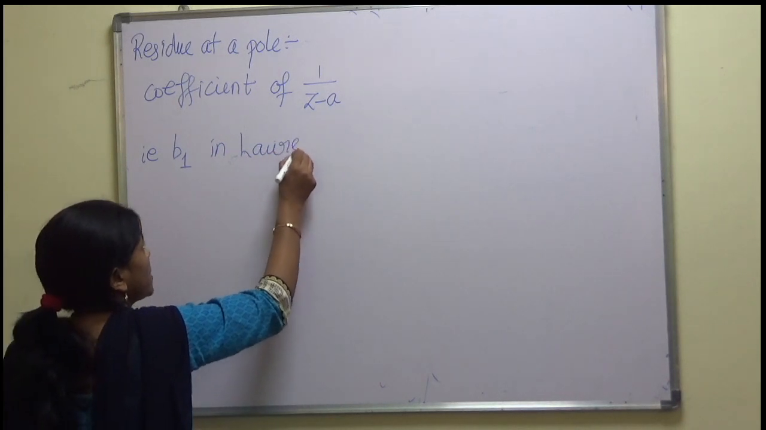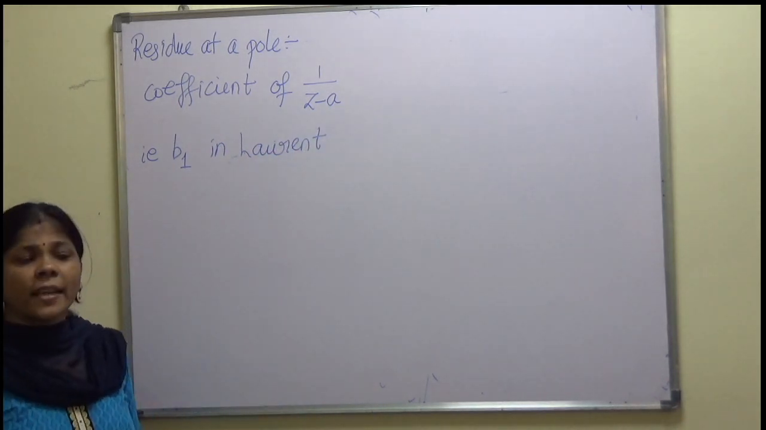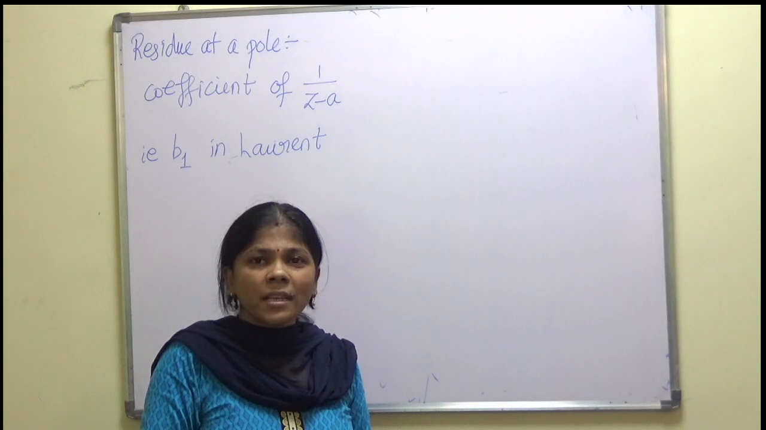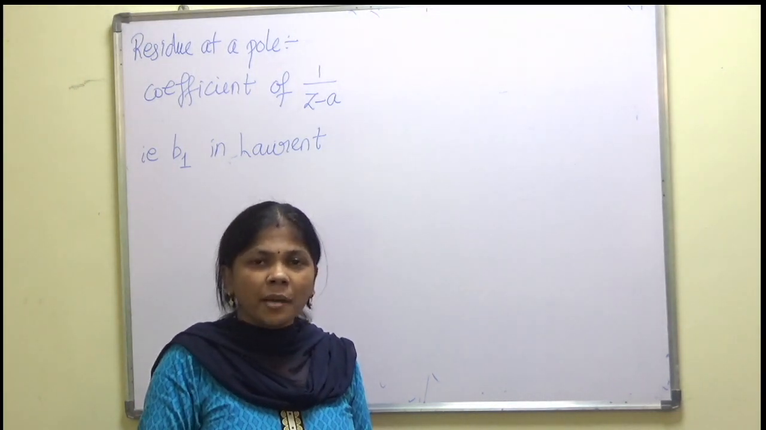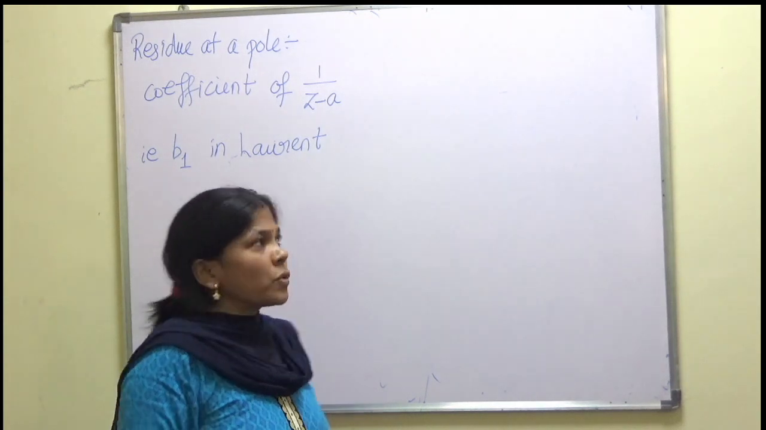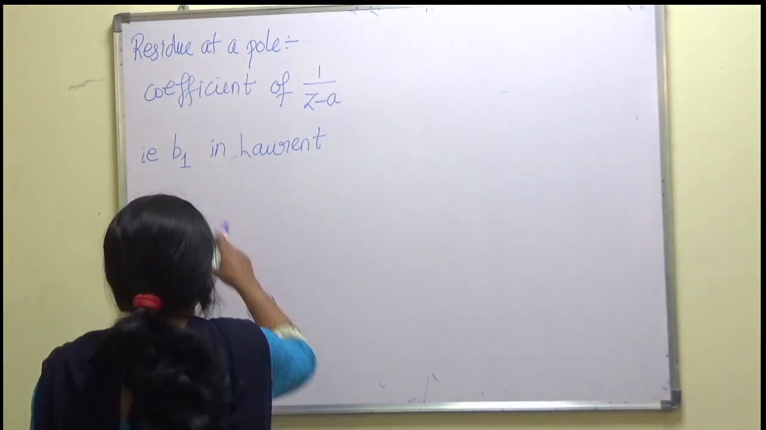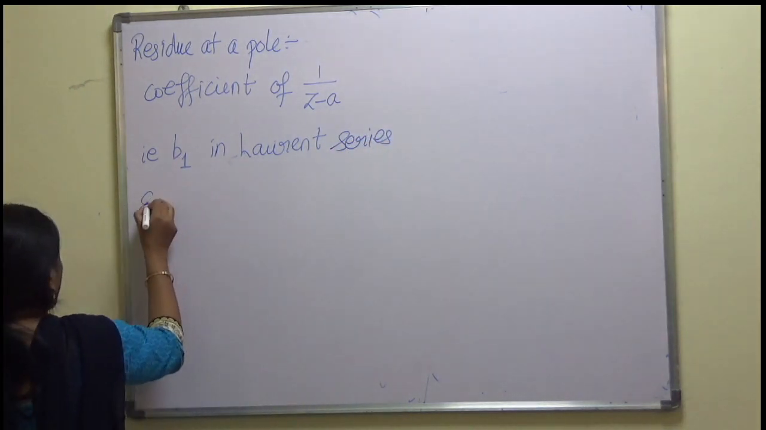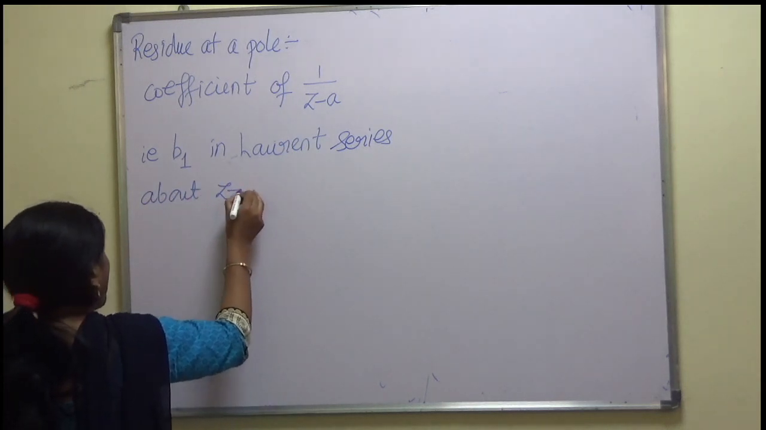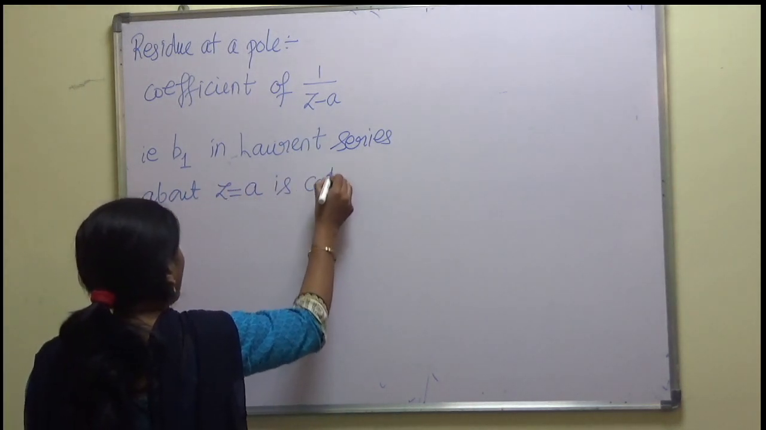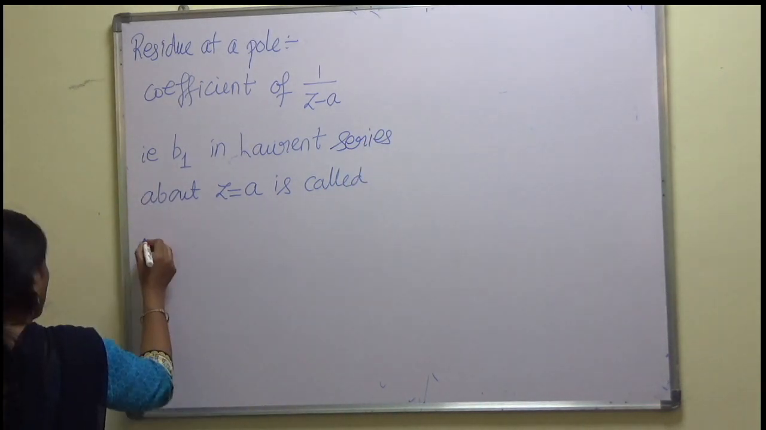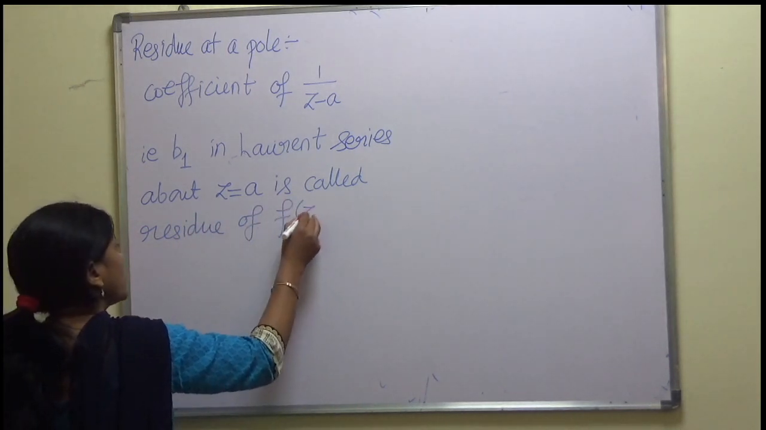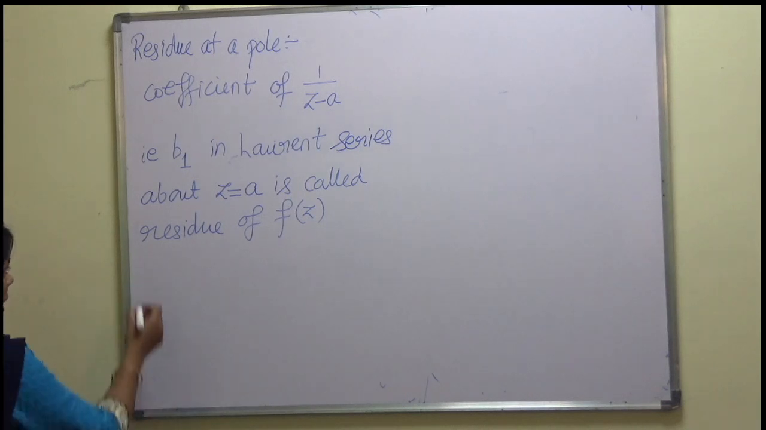We have seen that the Laurent series is given by f of z equal to summation an into z minus a raised to n plus summation of bn into z minus a raised to minus n. The second part is the principal part. So the coefficient of 1 upon z minus a, that is b1 in a Laurent series about z equal to a, is called the residue of f of z.